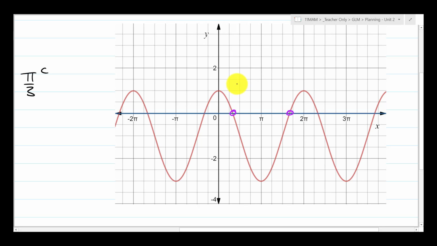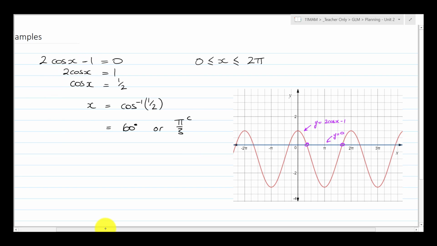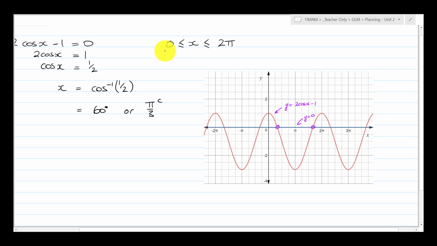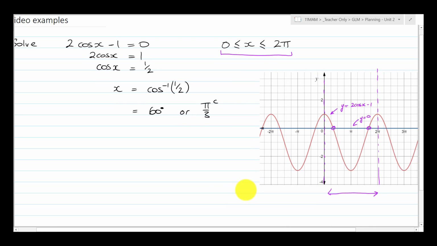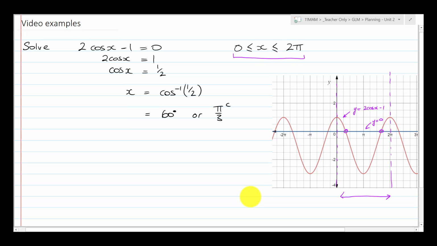We were trying to work out where the function y equals 2 cos x minus 1 is equal to the function y equals 0. Which actually resulted in giving us the equation 2 cos x minus 1 equals 0. And we had a restricted domain here of 0 to 2 pi. So that means we're only looking for solutions between 0 and 2 pi. And so while there are an infinite number of solutions, we only want the solutions in this range. And so you can see why the two that I've circled are the two solutions, the 2 points of intersection there.